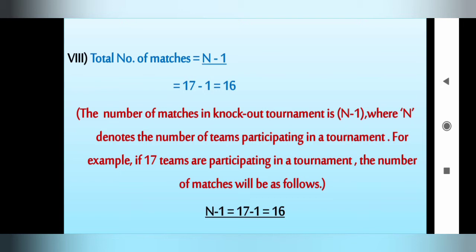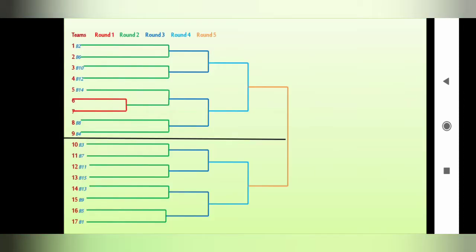For example, if 17 teams are participating in a tournament, the number of matches will be as follows. The number of matches will be n minus 1, which is equal to 17 minus 1, which is equal to 16. Okay class, so this is how to know how many matches we are conducting in this knockout tournament. Now let's move to the next page for the fixture draw.